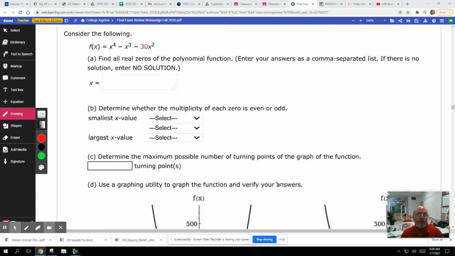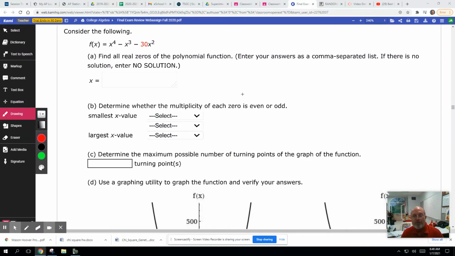Okay, here's the UALR final exam review for college algebra, problem number 24. This is a big problem. Takes up a whole page. Consider the following function: f of x equals x to the fourth minus x cubed minus 30x squared. Find all real zeros of the polynomial function. To do that, we're going to graph it.